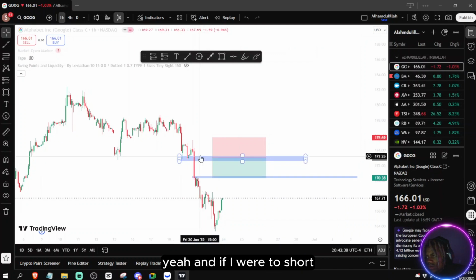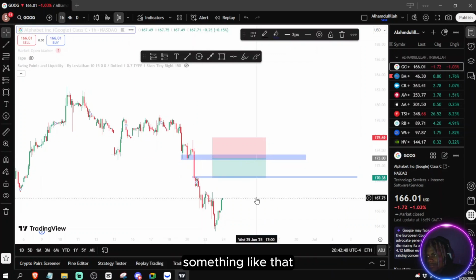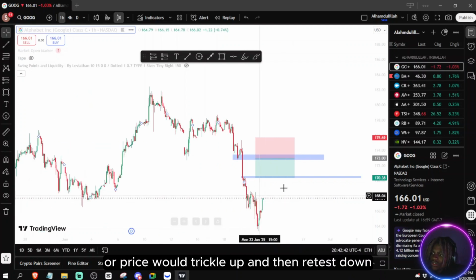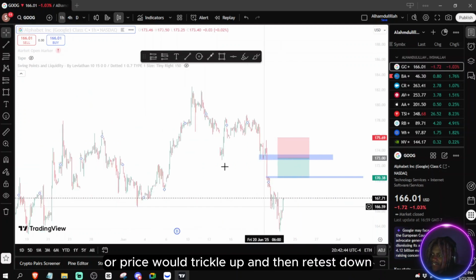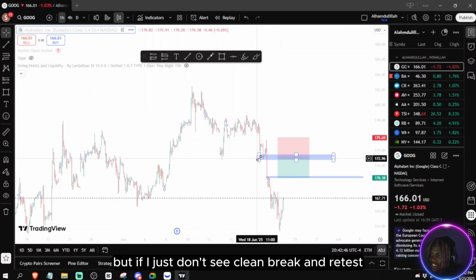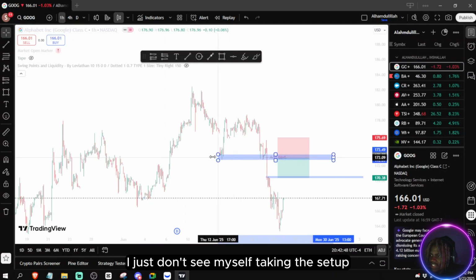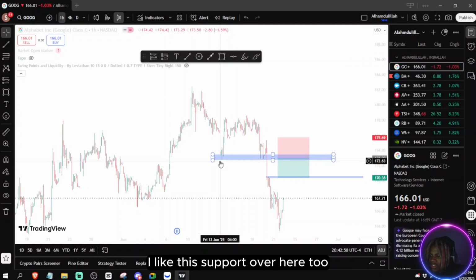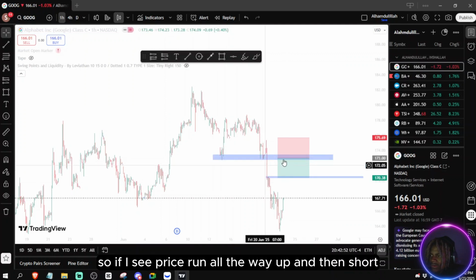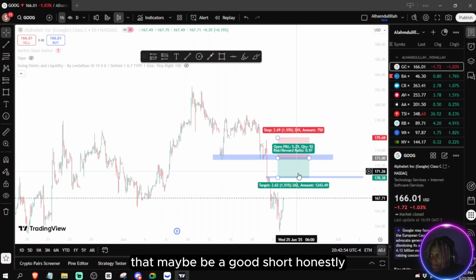Yeah, and if I were to short, it would have to be some break and retest, something like that, where price would trickle up and then retest down. But if I just don't see clean break or retest, I just don't see myself taking a setup. I like this support over here too. So if I see price run all the way up and then short, that'd maybe be a good short, honestly.